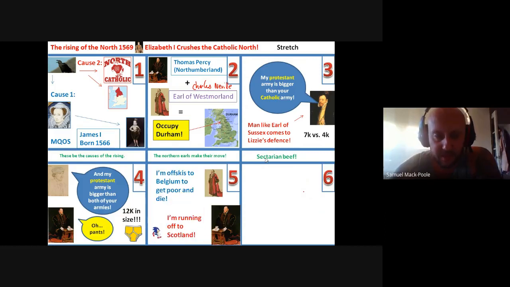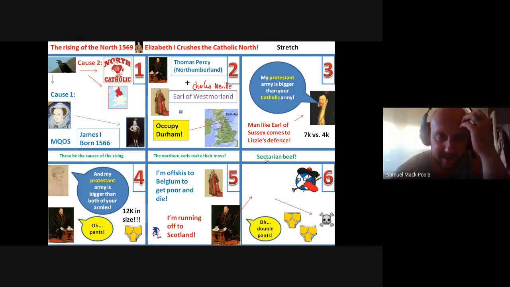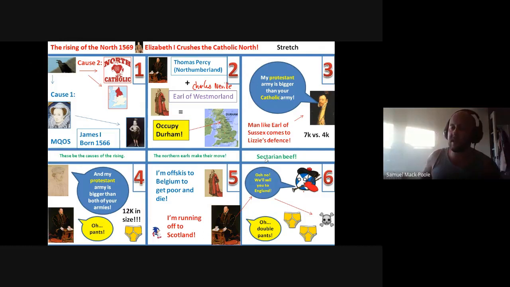Now, as a consequence, they just have to run away. So the Earl of Westmoreland runs away to Belgium, and the Earl of Northumberland, Thomas Percy, runs away to Scotland. So the Northern Earls do a runner and they just melt away. And this makes me laugh: Thomas Percy, the Earl of Northumberland, is actually executed. So he goes to Scotland and thinks he's going to be safe, but the Scots ransom him. They sell him to England, and he's executed in York in 1572.